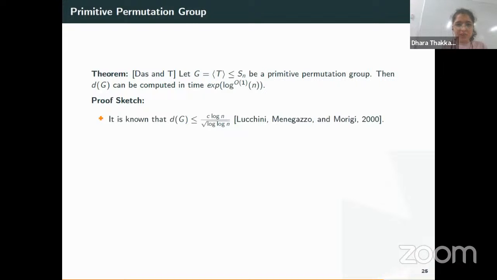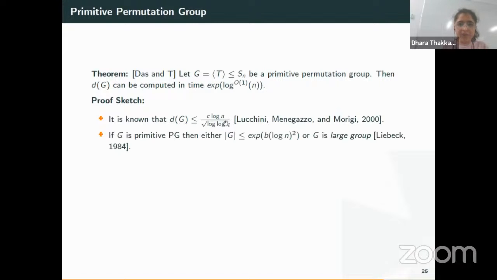So the proof idea is as follows. I will briefly discuss the proof idea. It is known that such a primitive permutation group has the property that d of G is bounded by some function of log n. So we use this bound, but the problem is that the size of the group could be very large.